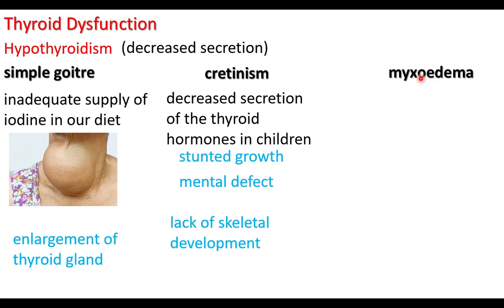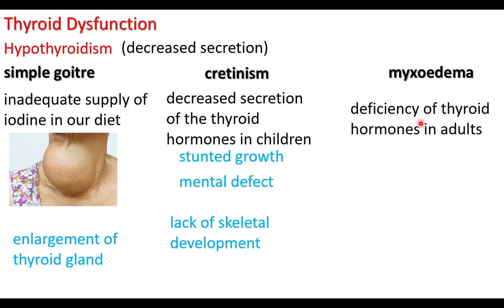Decreased secretion of thyroxine in adults is myxedema. This condition happens after the development of the nervous system. So development of the nervous system is normal, but the activity of the nervous system will be slow. So deficiency of thyroid hormone in adults is myxedema. Their mental process will be slow, mentally sluggish. Their thinking will be slow, their memory will be slow, mental activities are slow.